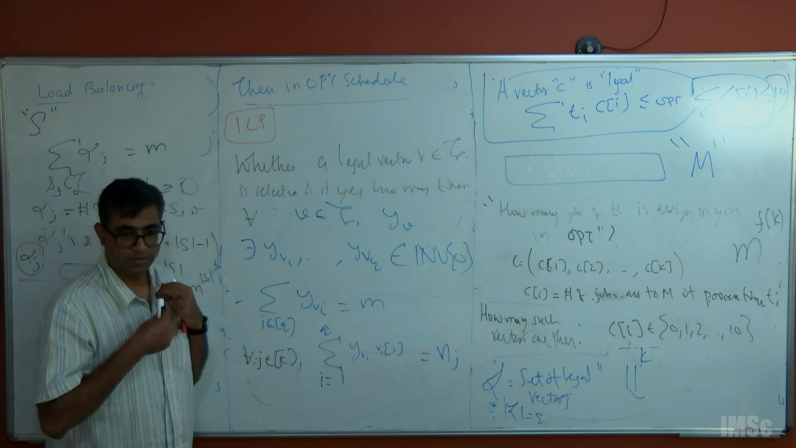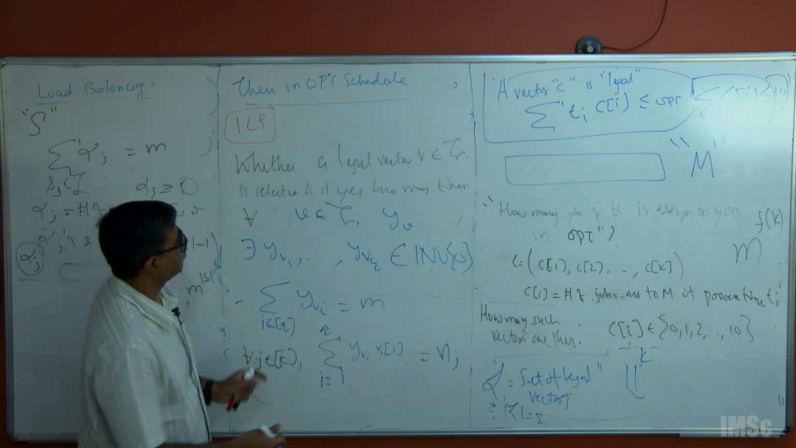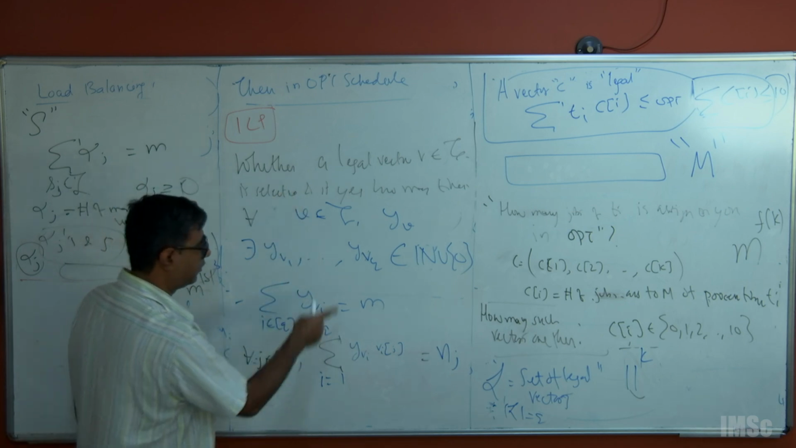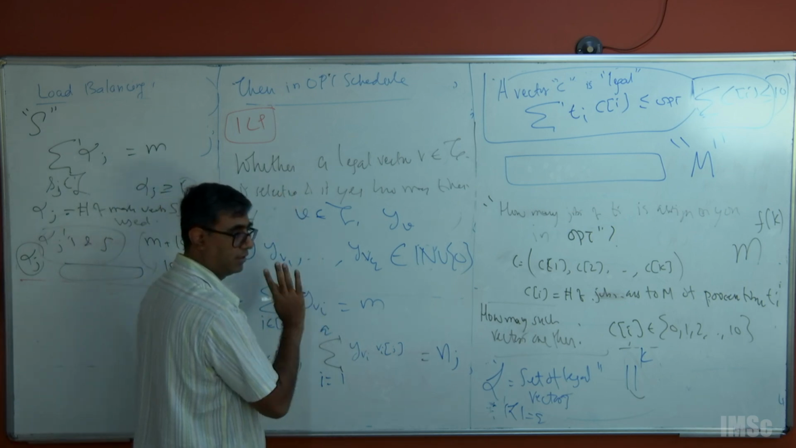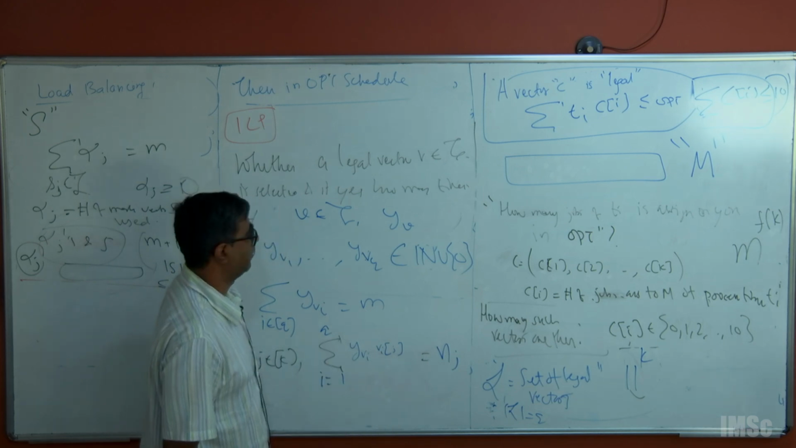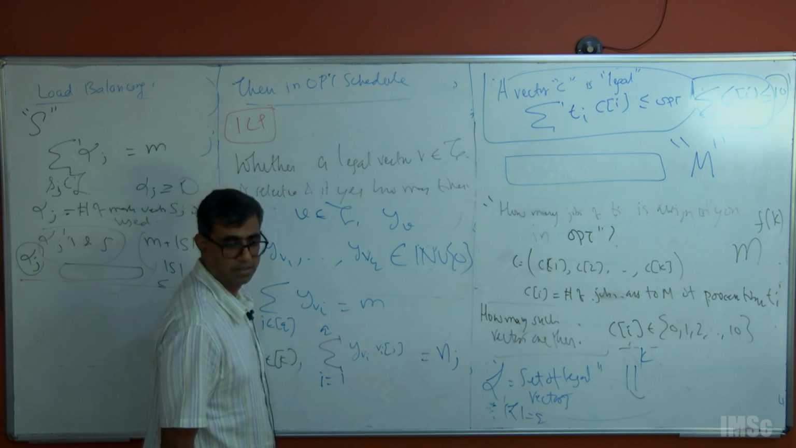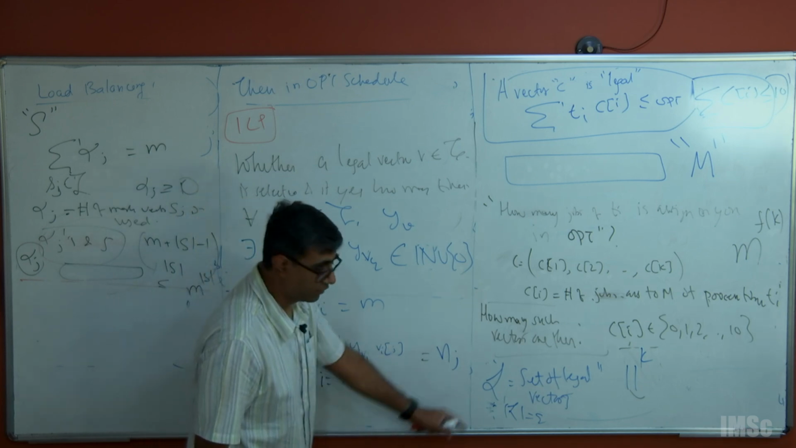Okay. So, if I have a solution to this system of equations, then I am done. How many variables are there in this linear program? As many as the set of legal vectors.